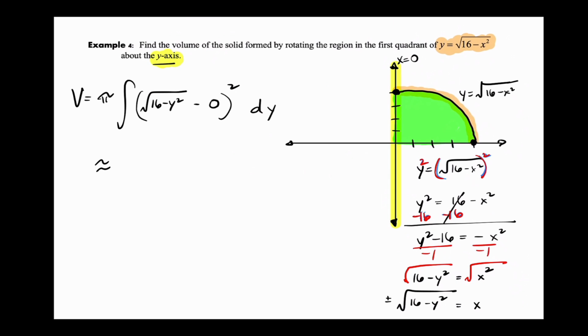And then the bounds, sorry, I forgot the bounds. The bounds are going to be from 0 to 4.